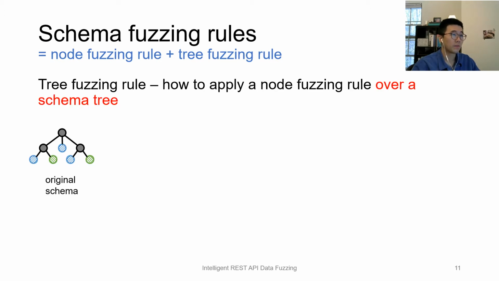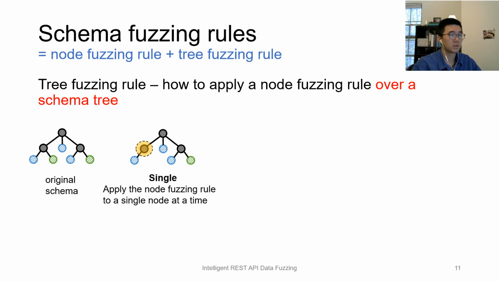Now that we have these 4 different ways to modify a single node, let's see how to apply them across the tree. The first one, the most basic one, is single, where we only apply on one single node at a time. So the results of this one will be very similar to the original schema.